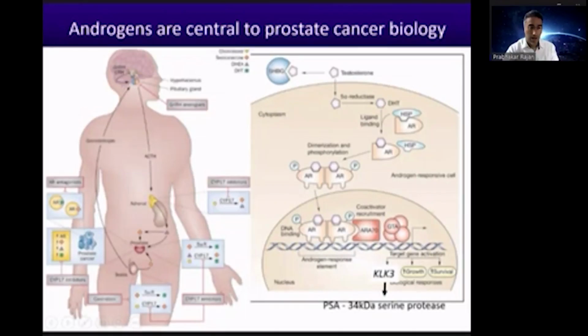Once the testosterone arrives in the prostate gland, it's imported and converted to its active form, dihydrotestosterone, by the enzyme 5-alpha reductase. It's familiar, as you know, in terms of the treatment of BPH. DHT binds to the androgen receptor, which is a nuclear hormone transcription factor. A transcription factor is a molecule that regulates gene expression.